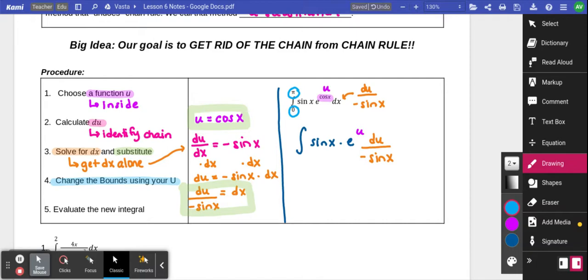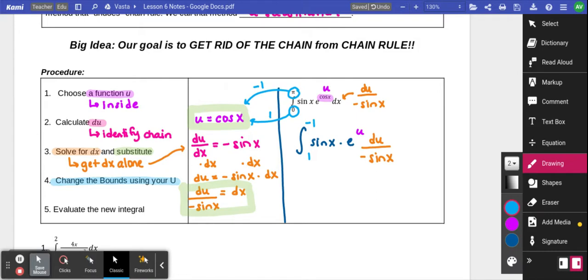To figure out those numbers, I'm just going to take the pi and the 0 and plug them into my u equation. Since u is equal to cosine of x, if I plug in pi, the cosine of pi is negative 1. And when I plug in 0, cosine of 0 is positive 1. So my new bounds would be negative 1 on the top and positive 1 on the bottom.